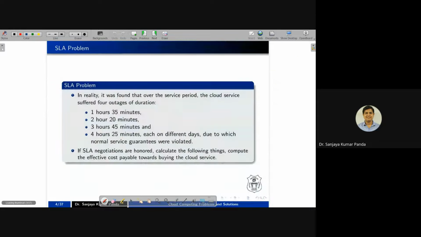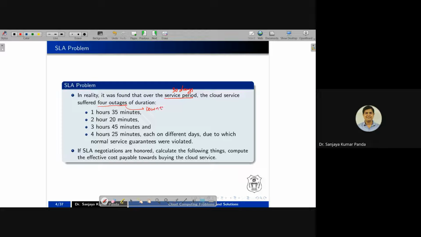So now, in reality, it was found that over the service period, which is 30 days, the cloud service suffered from 4 outages. Outages means downtime.